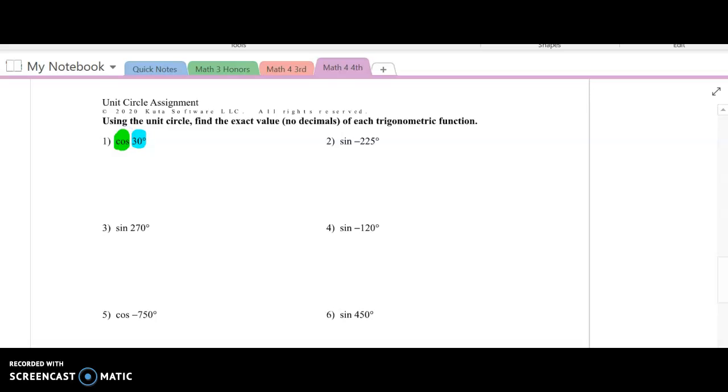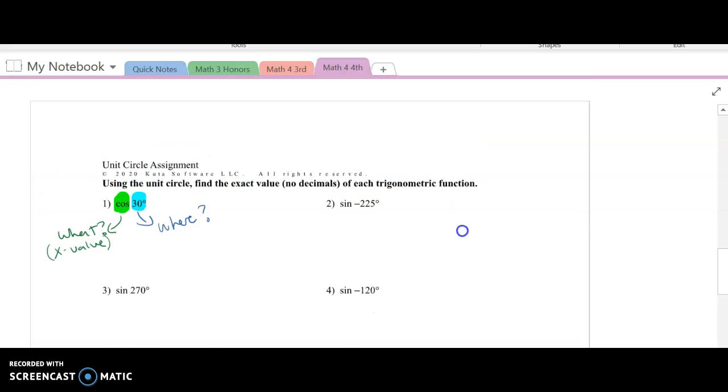When we have 30 degrees, that means that's where we're going. So this is the where of the problem. And then cosine is the what of the problem. Specifically, when we're trying to find cosine of degrees or radians, that means that we are going to use the x value of our coordinate.